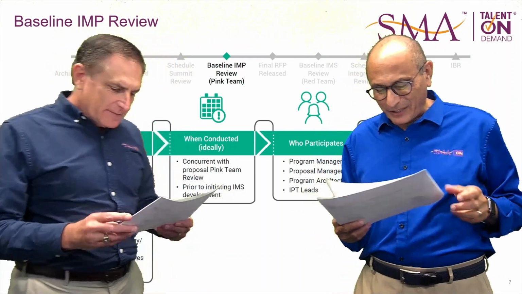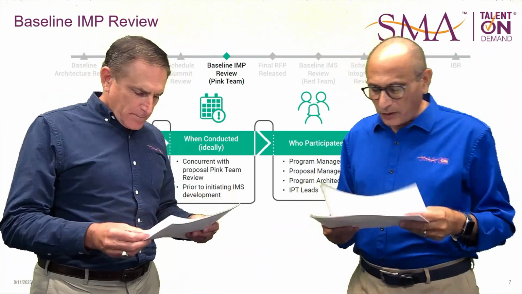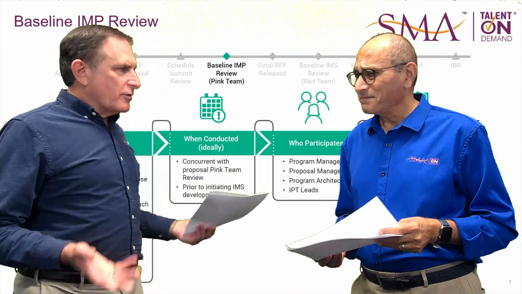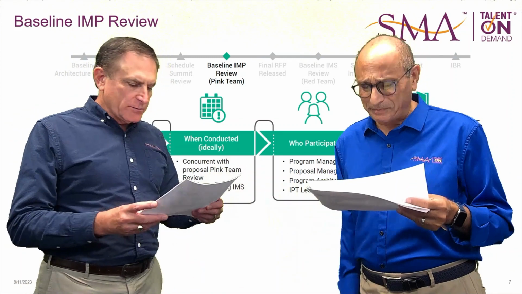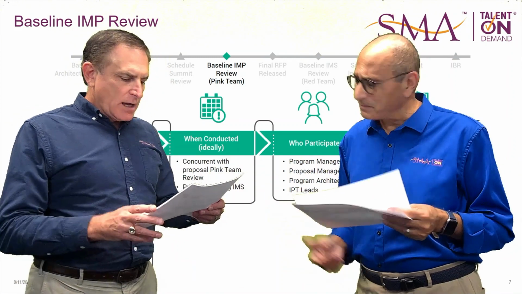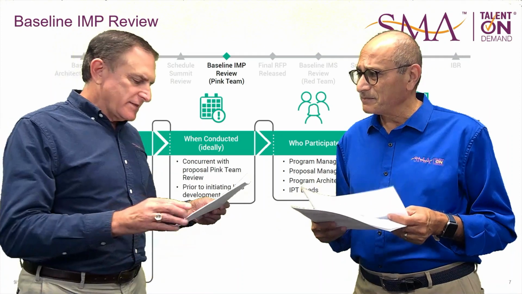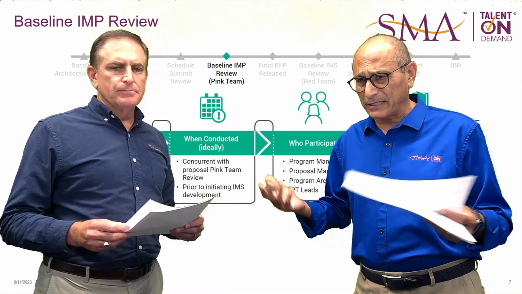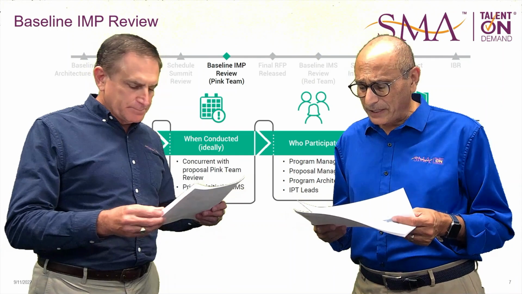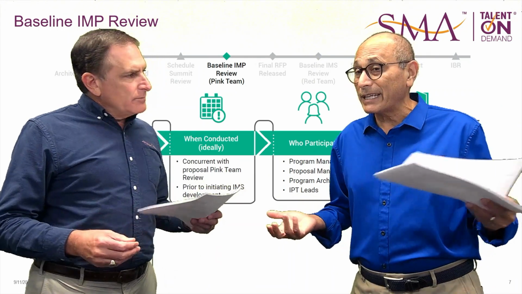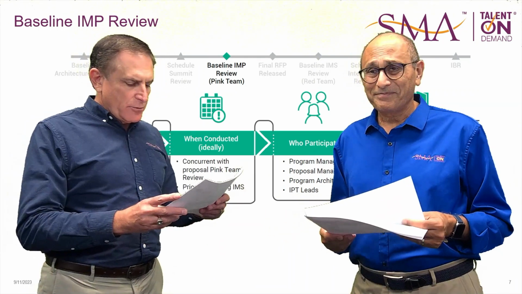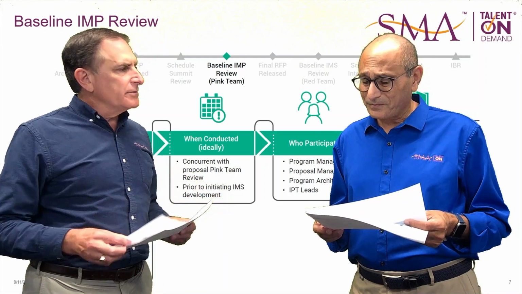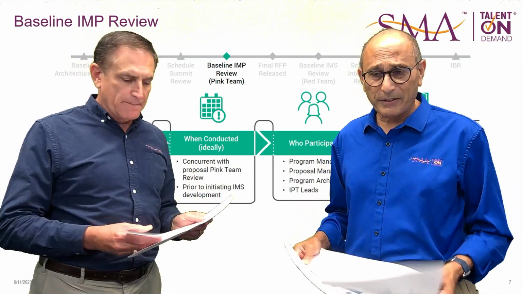Incredible. Now, who's involved in this review? So again, the program manager or proposal manager, always, of course. The program architect, and then also the IPT leads. And that's the execution team at the end. So the IPT and program management approve baselines for the end. Very important.